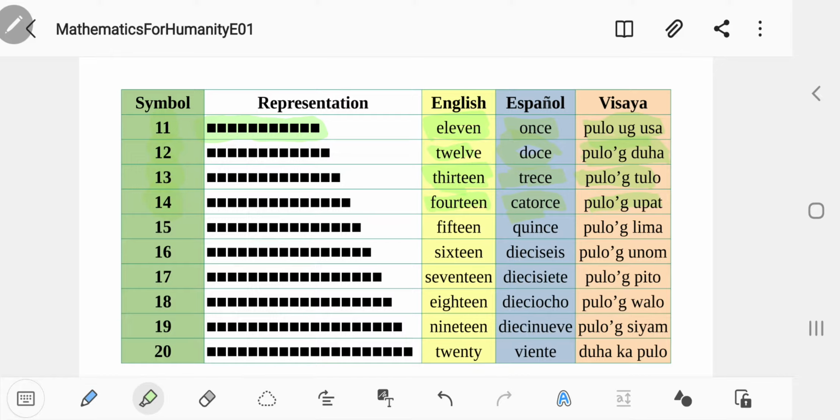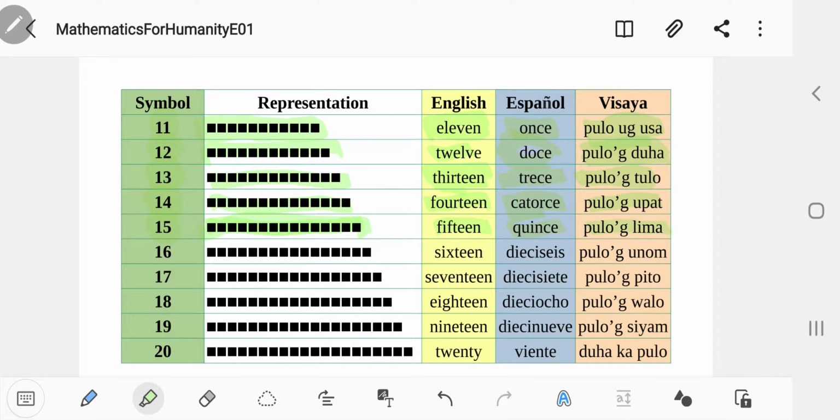Then you have the symbol representing 15. You can count the black boxes here. That's 15. And then you have here 15. And then in Espanol, you have 15. In Bisaya, pulog lima.